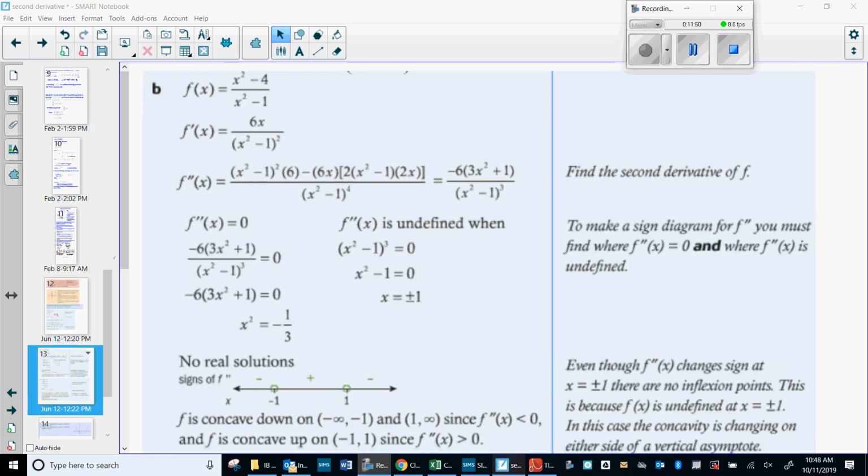So then we've got the second derivative. We're going to put the second derivative equal to 0. If this is equal to 0, then we would get rid of the denominator so that we're just left with the top, and rearrange that. Now, when we square root this, what happens? You can't square root a negative number, so there are no real solutions.